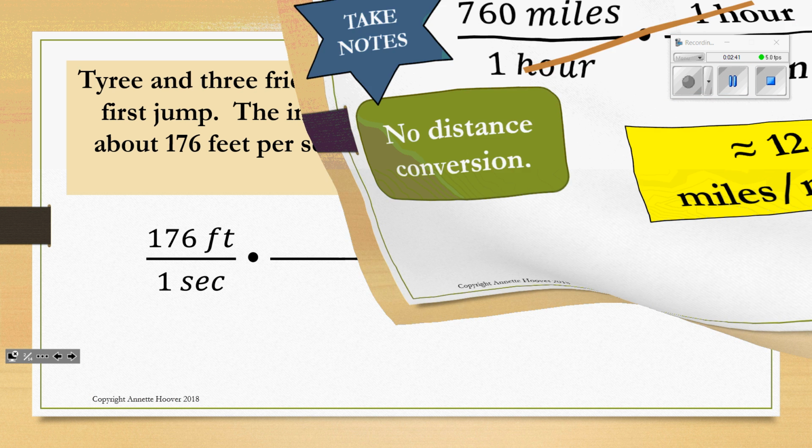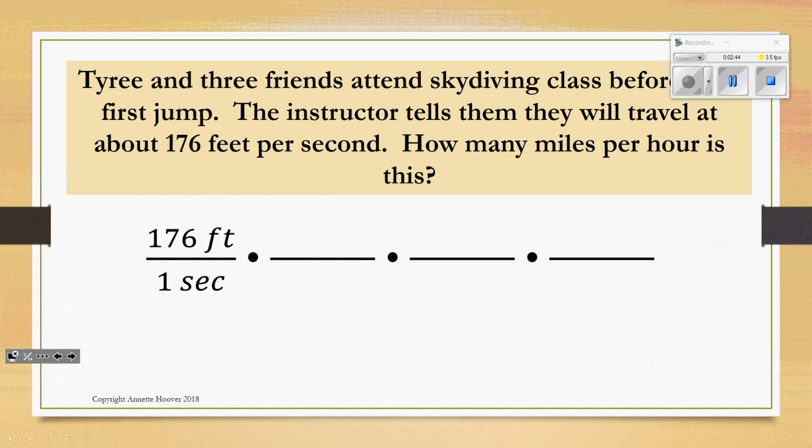Okay, let's try another one. Tyree and 3 friends attended a skydiving class. The instructor tells them that they will travel at about 176 feet per second. Right there, it tells us the first ratio that we're going to set up: 176 feet goes on top, and per second means 1 second goes on the bottom. How many miles per hour?